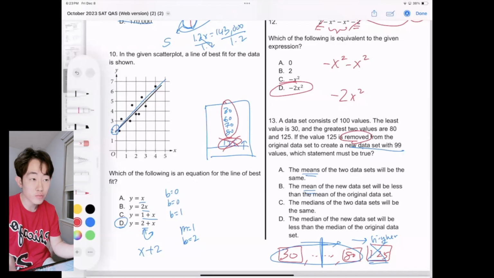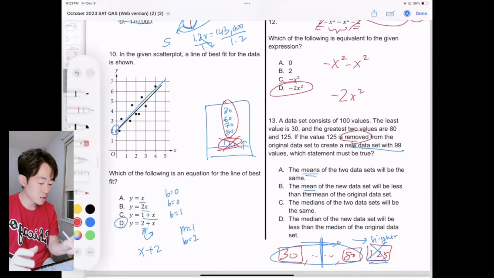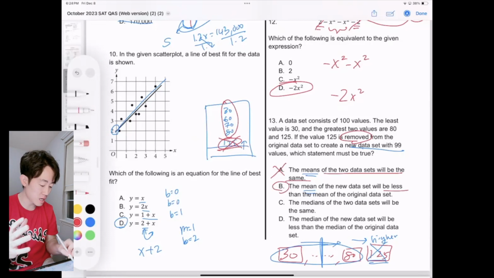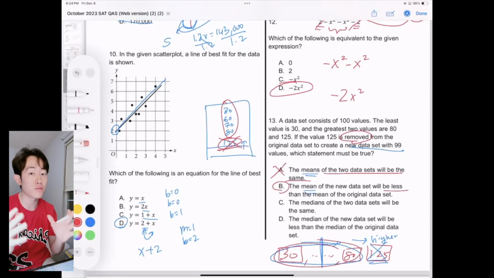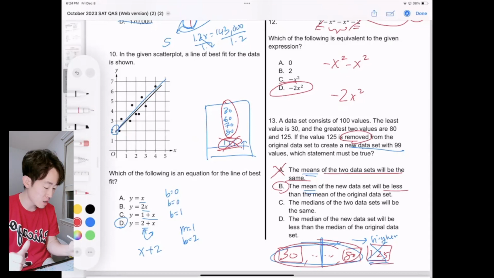So the 125 actually improved your average. The means of the two data sets will be the same? Heck no. The mean of the new data set will be less. Yes, because the 99 numbers in the data set from 30 to 80 will be significantly lower than this 125, which was pulling the average upwards. So therefore, the correct answer here should be B.